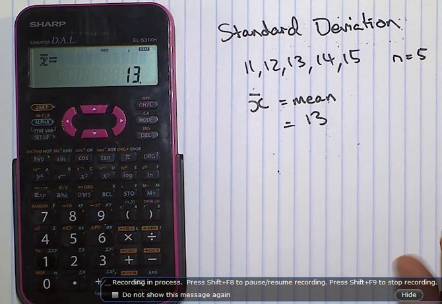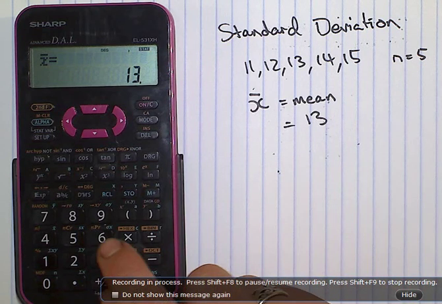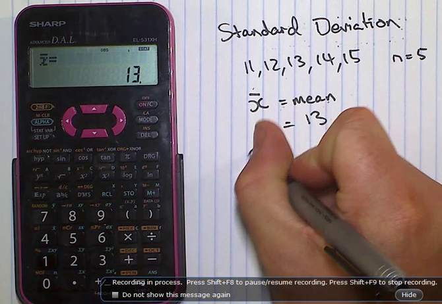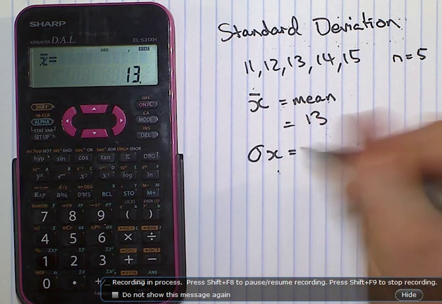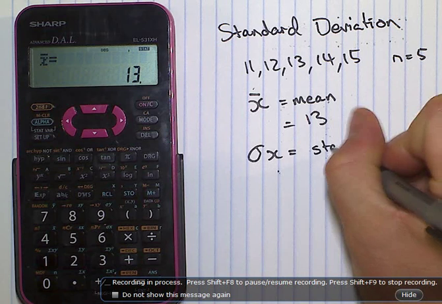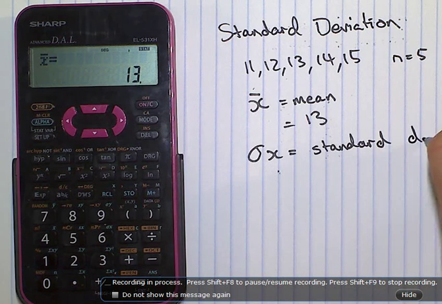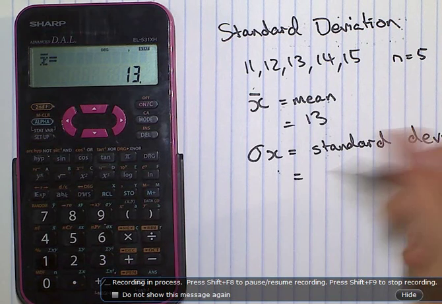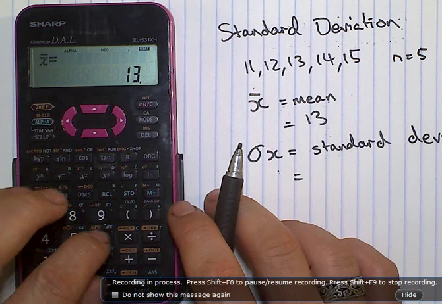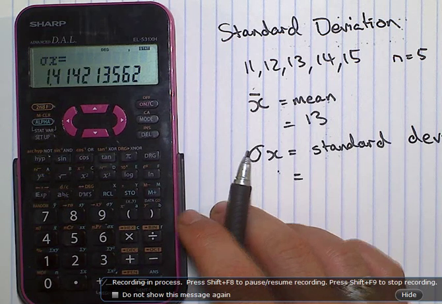The next thing we're going to do is find the standard deviation. The standard deviation is a measure of the spread of the data from this mean. For this, we need to use the sigma x, or 6. Note, this is the standard deviation of the whole population, not the sample. Alpha 6 equals 1.41.